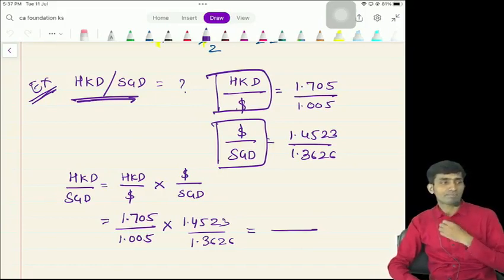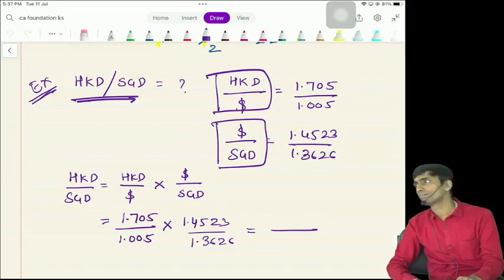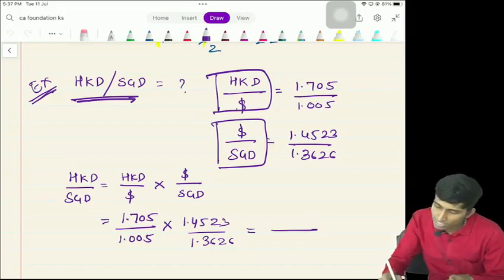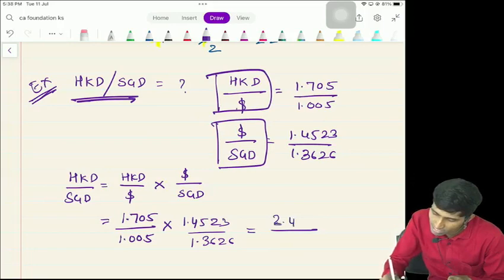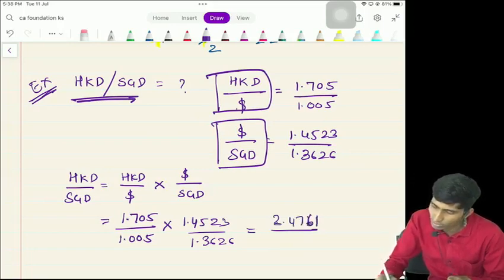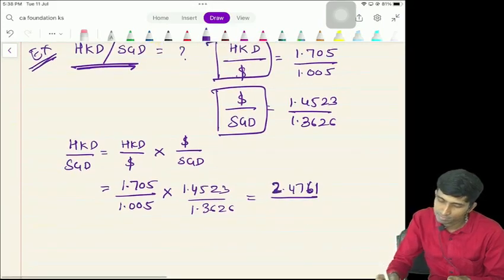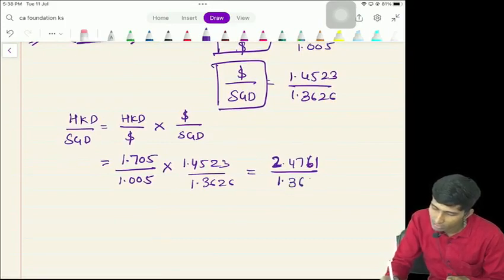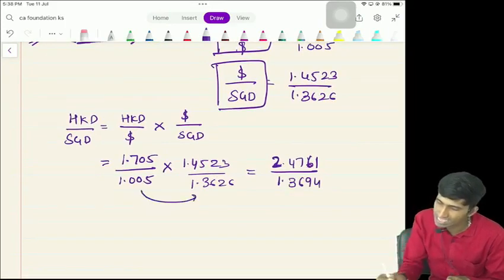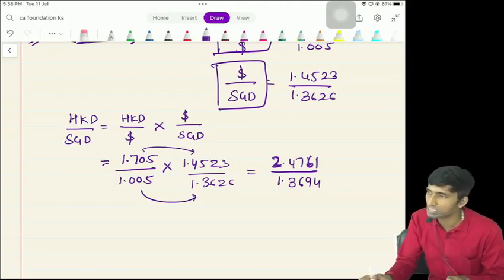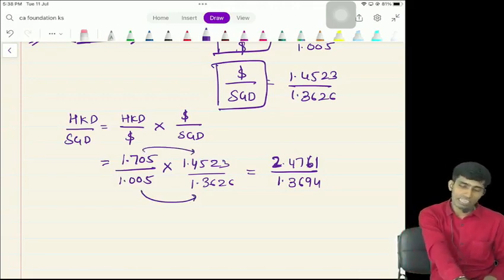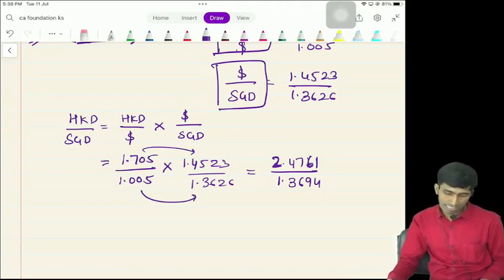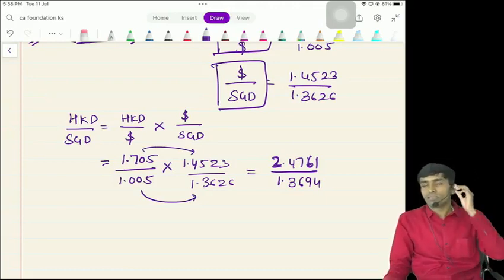Completed. What is the numerator answer? 2.47161. Okay, okay. Denominator, 1.3694. Pakka na? You have multiplied this with this na? And you have multiplied this with this. Fine. Just for practice I gave. Currencies are not quoted like this. The base is always 1.